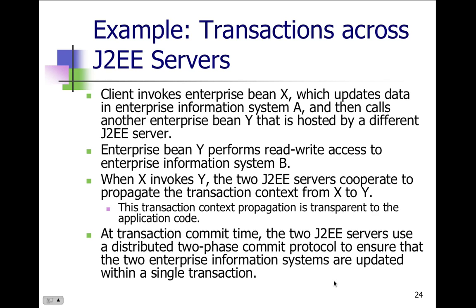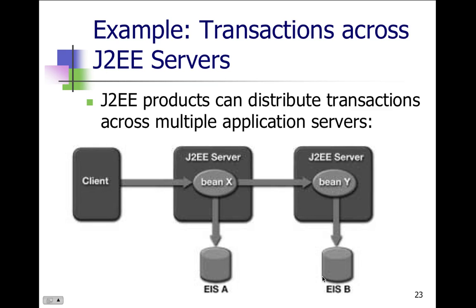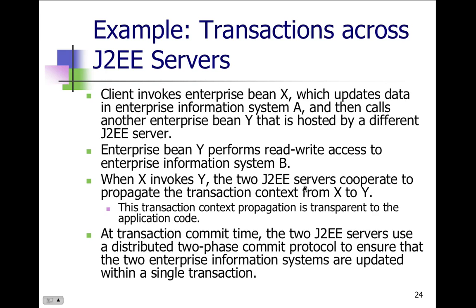And then when X invokes Y, the two servers coordinate, propagate the transaction between the contexts of X and Y. And this is where we're getting that transaction propagation and context propagation, and also demarcation that's occurring as well. Demarking the transaction that's occurring between all of this is identification of the transaction, and its starting and end point. So at transaction commit time, the two servers use the distributed two-phase protocol to ensure that the two enterprise information systems are updated within a single transaction.